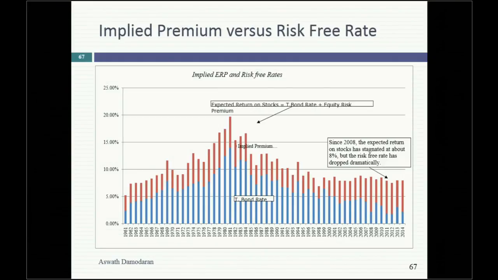Now here's what I'm going to do. I'm going to talk about how this equity risk premium relates to other things we see out there. Let's start with the risk-free rate. The equity risk premium is over and above the risk-free rate, right? Remember the equity risk premium was about 6% in 1978. It's about 6% now. But here's the difference. In 1978, the risk-free rate was about 11%.